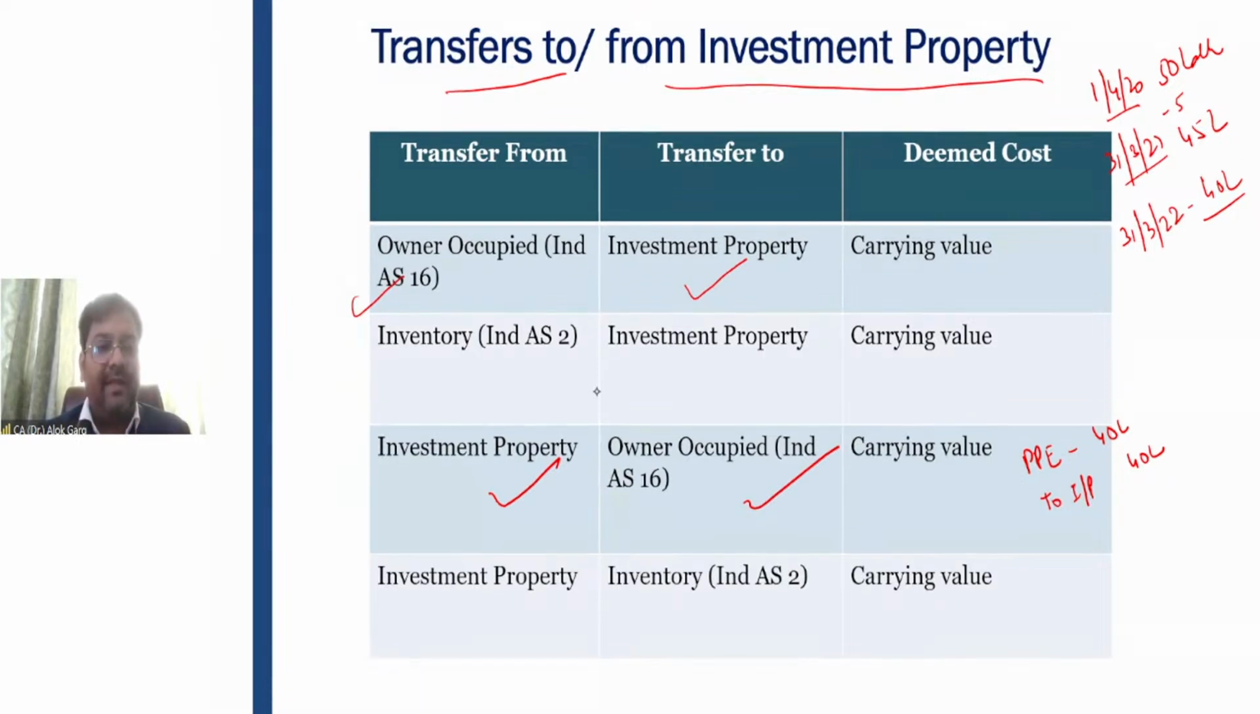So guys, moral of the story is, if the nature of the use changes, the classification of the asset will also change. If the nature of use is changing from rental or capital appreciation to business purpose, the IP will become PPE. Now the question arises, what would be the opening value of PPE? The opening value of the PPE will be the closing value of the IP. If the nature of use is shifted from business purposes to rental or capital appreciation, the classification will change from PPE to IP. Now the question arises, what will be the opening value of the IP? The opening value of the IP is the carrying value of the PPE. That's all, right?